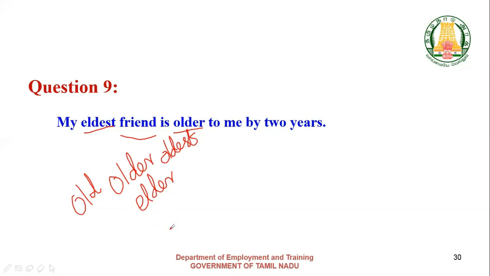My eldest friend is older to me by 2 years. Yes. The meaning for older and elder: older shows age, like 10 years old. So older is age. And elder, that is seniority.